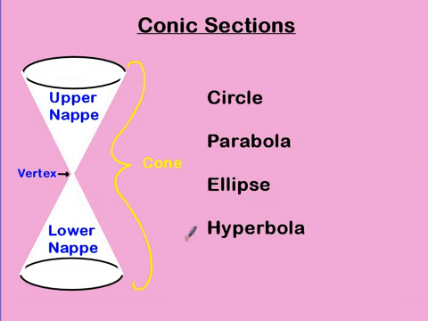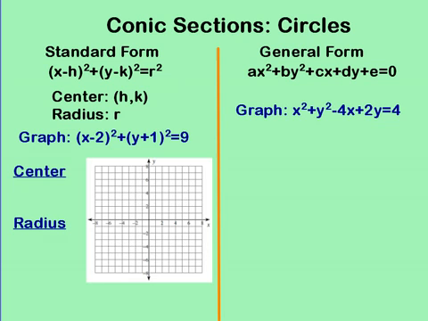Today we're going to look at graphing circles, which is one of the four conic sections. A cone is made up of an upper nappe and a lower nappe. If we take one of these nappes and slice it in half, if you were to hold up one of those halves, you would see the shape that it makes is a circle. And what we're going to do is graph circles in both standard form and general form.